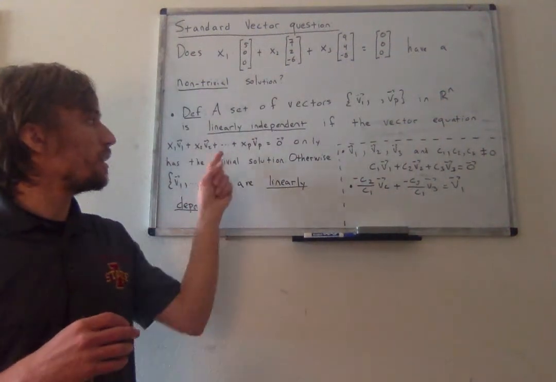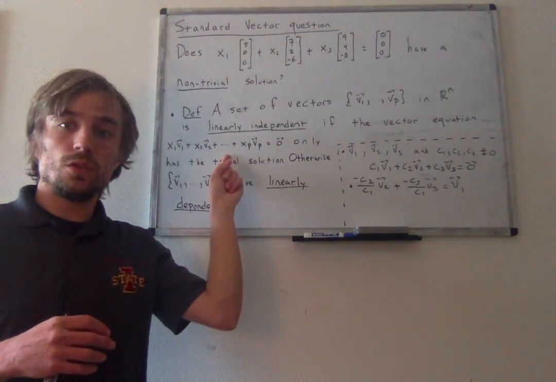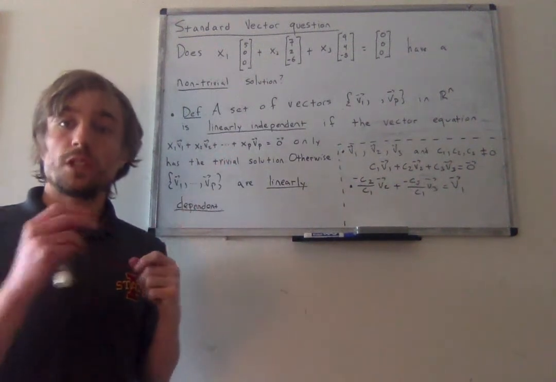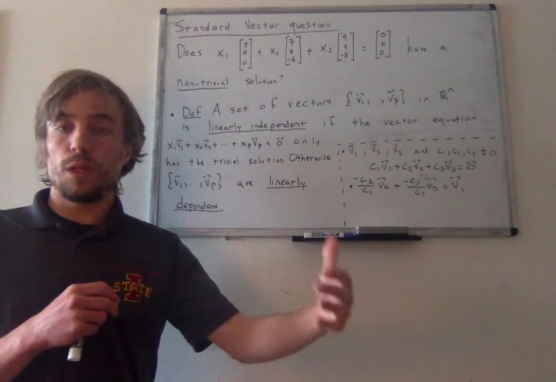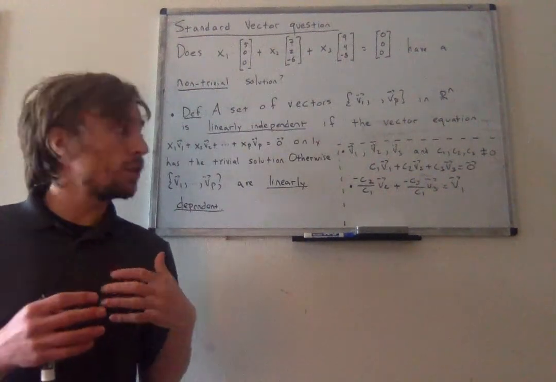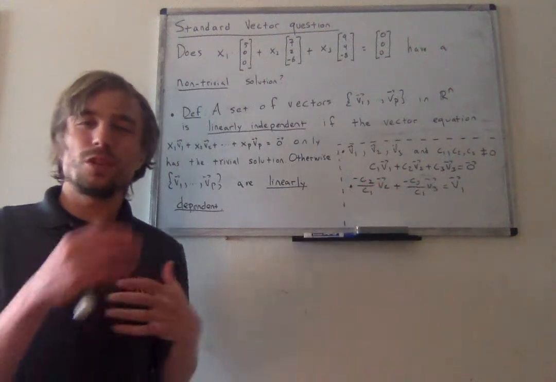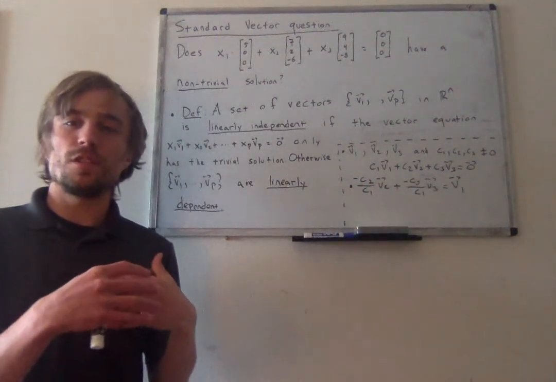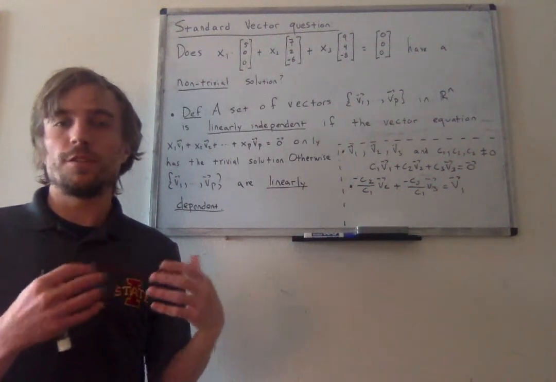So linearly independent: this only has a trivial solution. Also, no single vector is in the span of the other p minus 1. Linearly dependent: this has some non-trivial solution, and we can find something like this, where at least one of the vectors is in the span of some smaller subset of the other vectors.